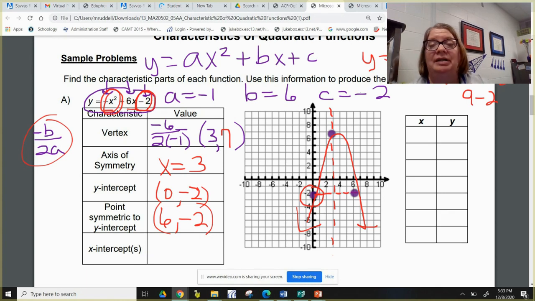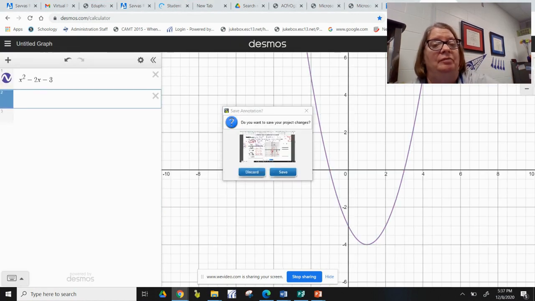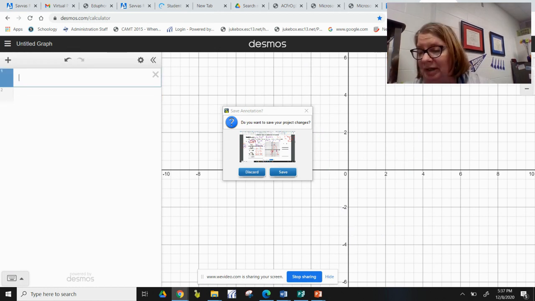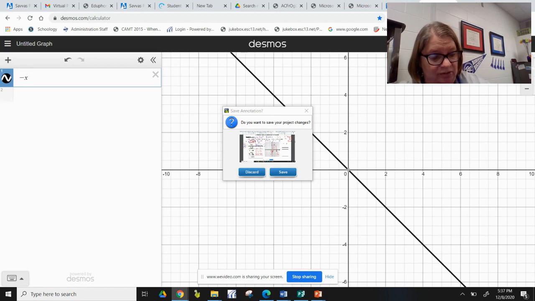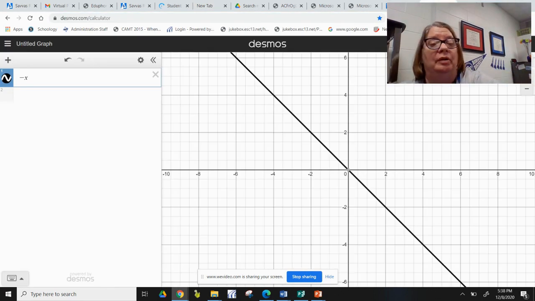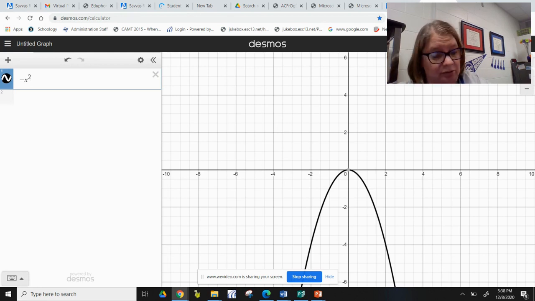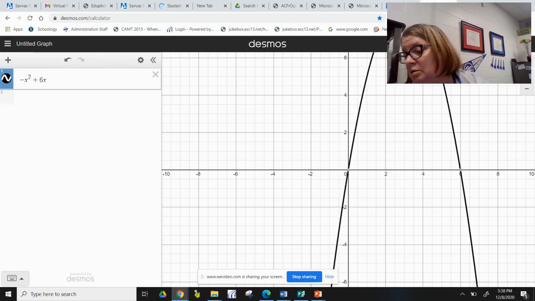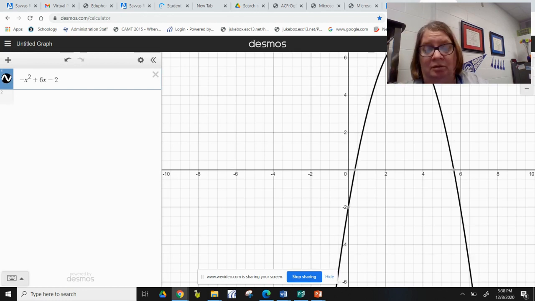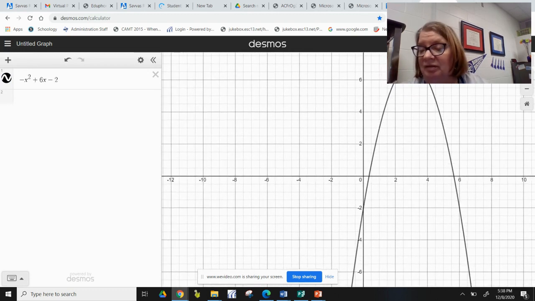So let's go back to our friend Desmos. I'm going to clear these two off that we did in the previous problem. The equation from the problem is negative x squared plus 6x minus 2. And there's my parabola. I can zoom it just a little bit if I want to see. What did we talk about? We said that the vertex was 3, 7. See if we were right.